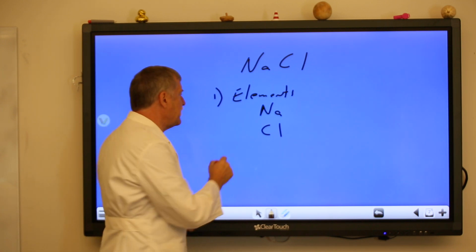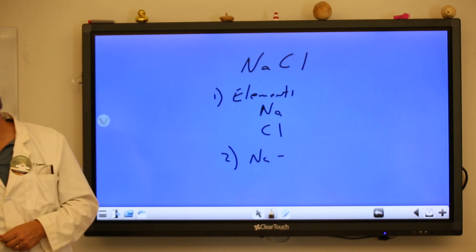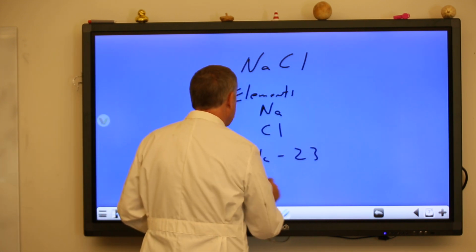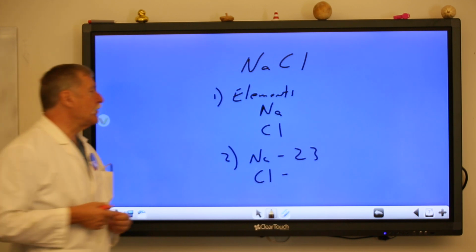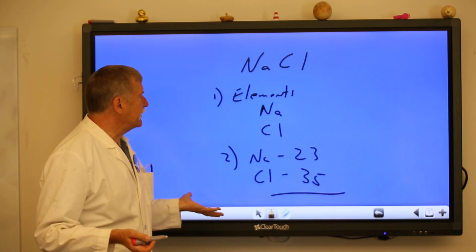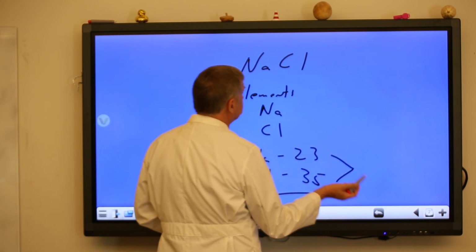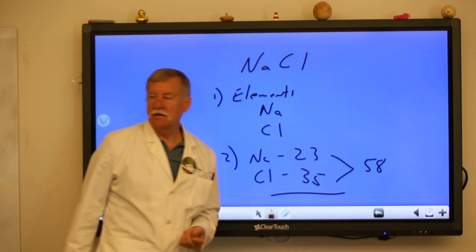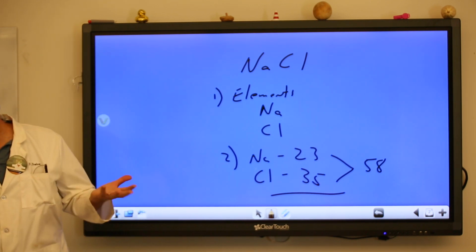And then we look at the mass of these elements. Sodium has an atomic mass of 22.99, so we're going to say 23. And chlorine has an atomic mass of 35.45, so we're just going to say 35. So we add them together. 1 sodium and 1 chlorine gives us a mass of 58 atomic mass units, AMU. And in its simplest form, that's formula mass.